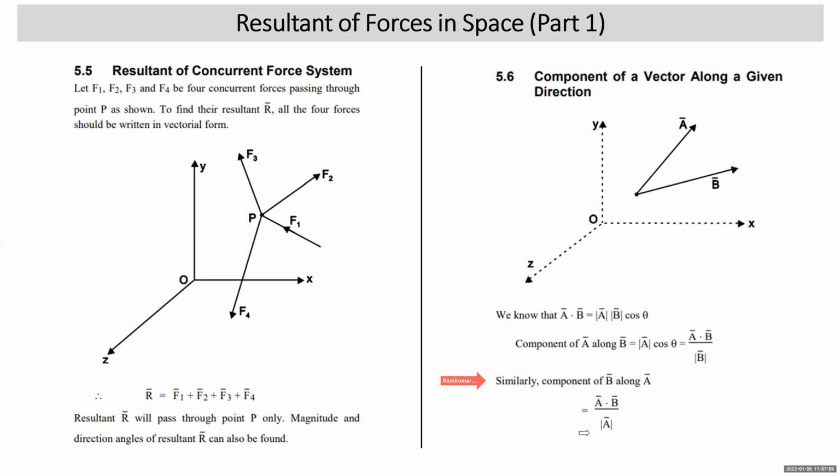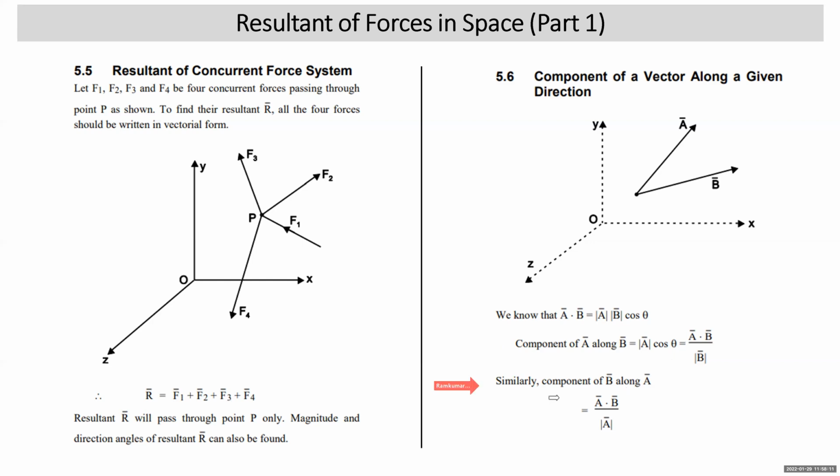In the denominator, what will come? The mod of the vector along which component is required. Suppose you are writing the component of A bar along B bar. So the numerator is A dot B divided by mod of B bar.